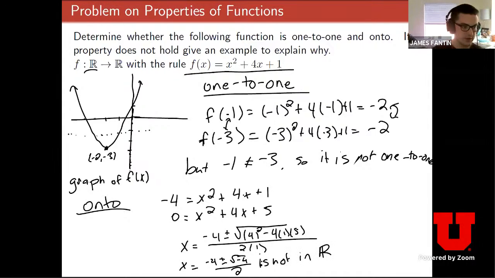It's a complex number. So we showed that if there was a value that had to map to -4, it can't have been in the reals. So thus, it is not onto.